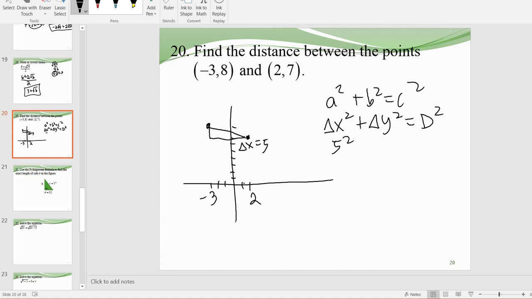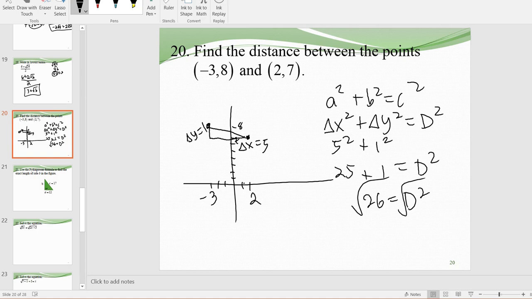So 5 squared, or 25, plus change in y. It went from 8 down to 7. It went down by 1. So 25 plus 1 is equal to distance squared. 26 is equal to distance squared. Make sure that you square root it. Simplify if necessary. But in this situation, it's just the square root of 26.